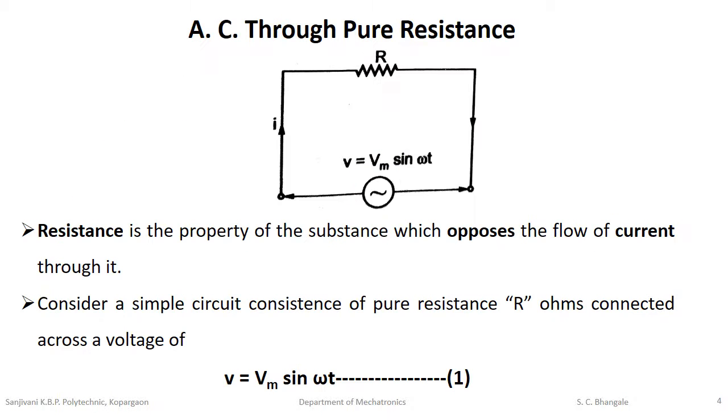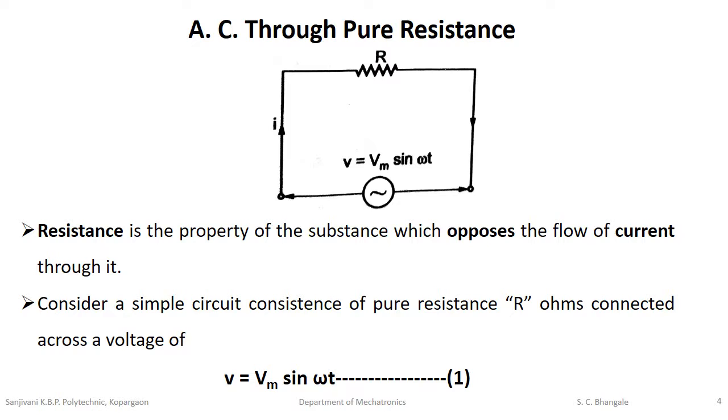So let's see AC through pure resistance. Everyone knows the function of a resistor. Basically, resistance is the property of the substance which opposes the flow of current through it. We know that a resistor opposes the flow of current. To understand the concept of AC through pure resistance, let's consider this diagram.